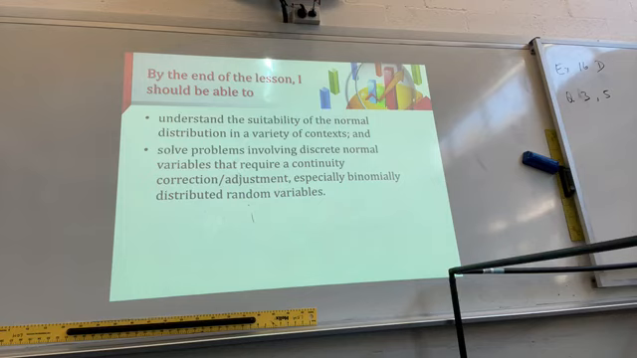So by the end of the lesson, you should understand the suitability of the normal distribution in a variety of contexts and solve some problems involving discrete normal variables that require a continuity correction, adjustment, especially binomially distributed random variables.